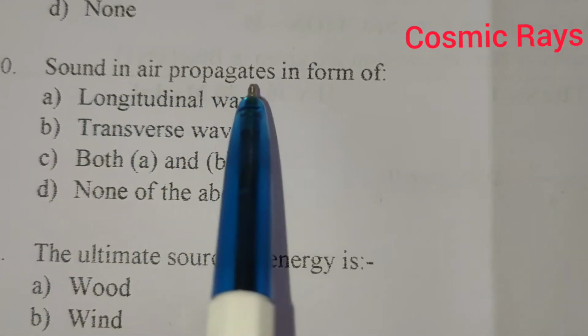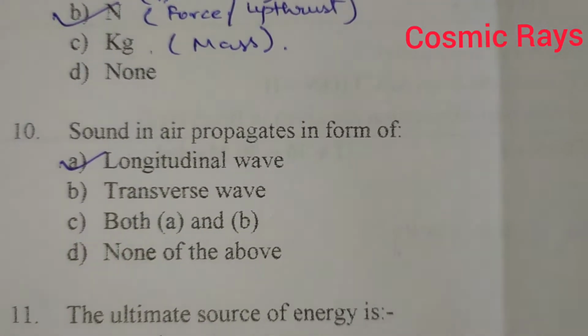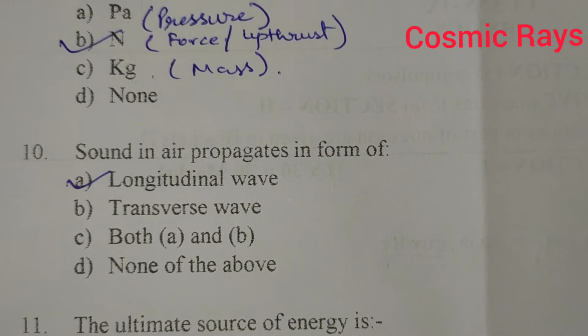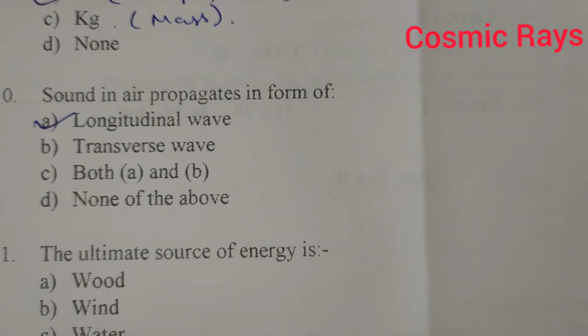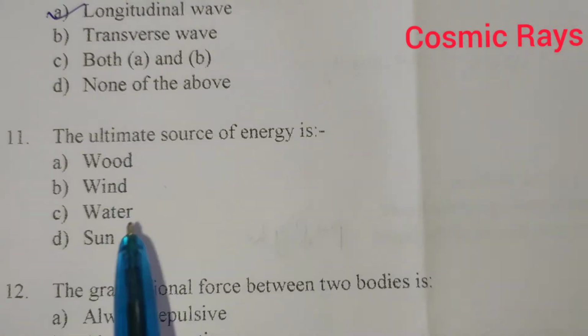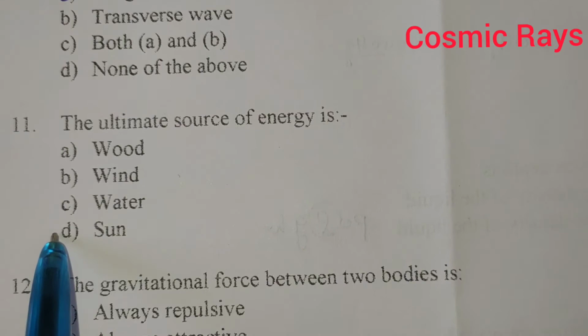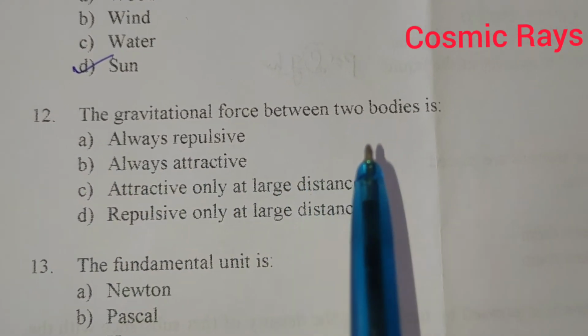Now sound in the air propagates in the form of, this is another direct question based on the characteristics of sound waves. So sound waves in the air propagate in the form of longitudinal waves. Now the next question they have asked is another simple question: the ultimate source of energy is. This question is from chapter 6, and we know that the ultimate source of energy for this universe is nothing but the sun.